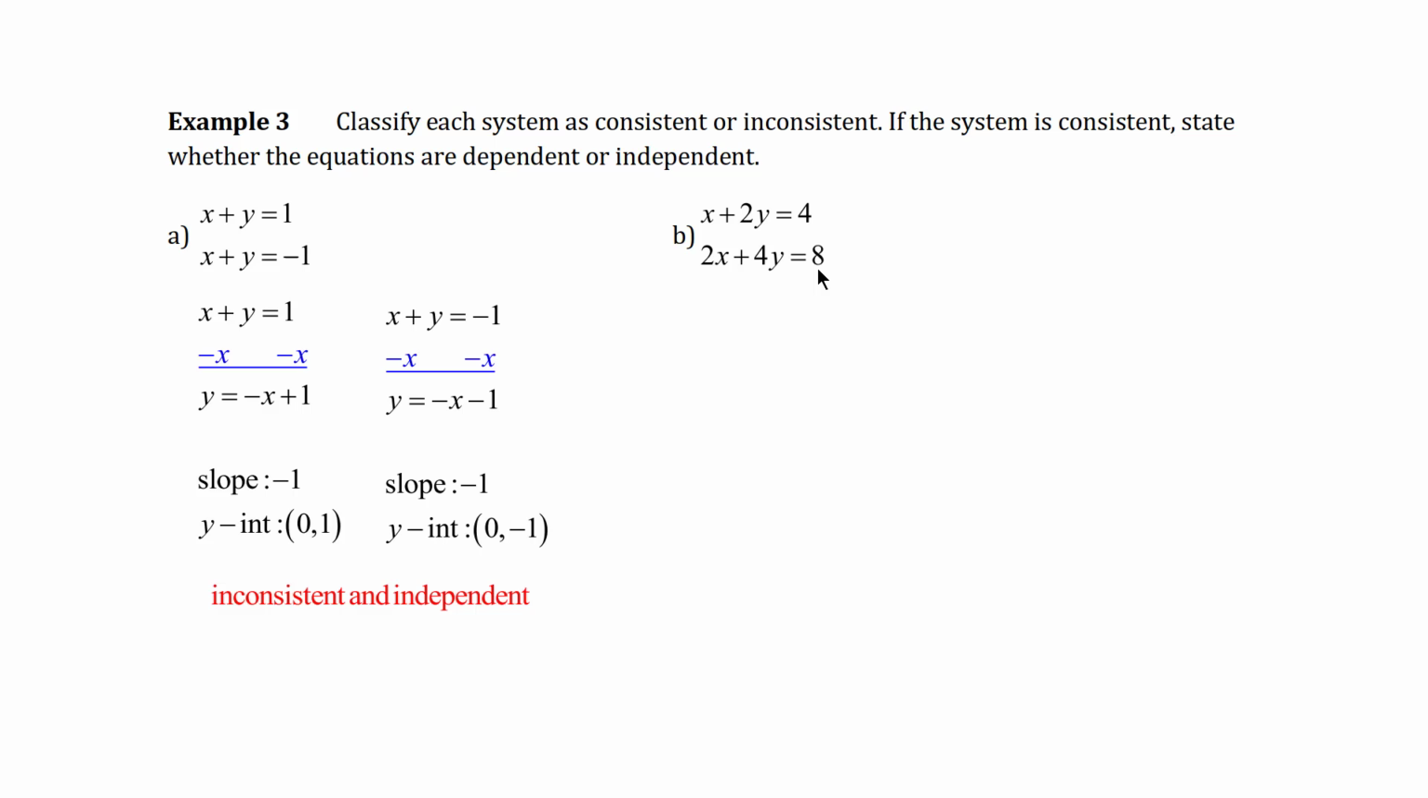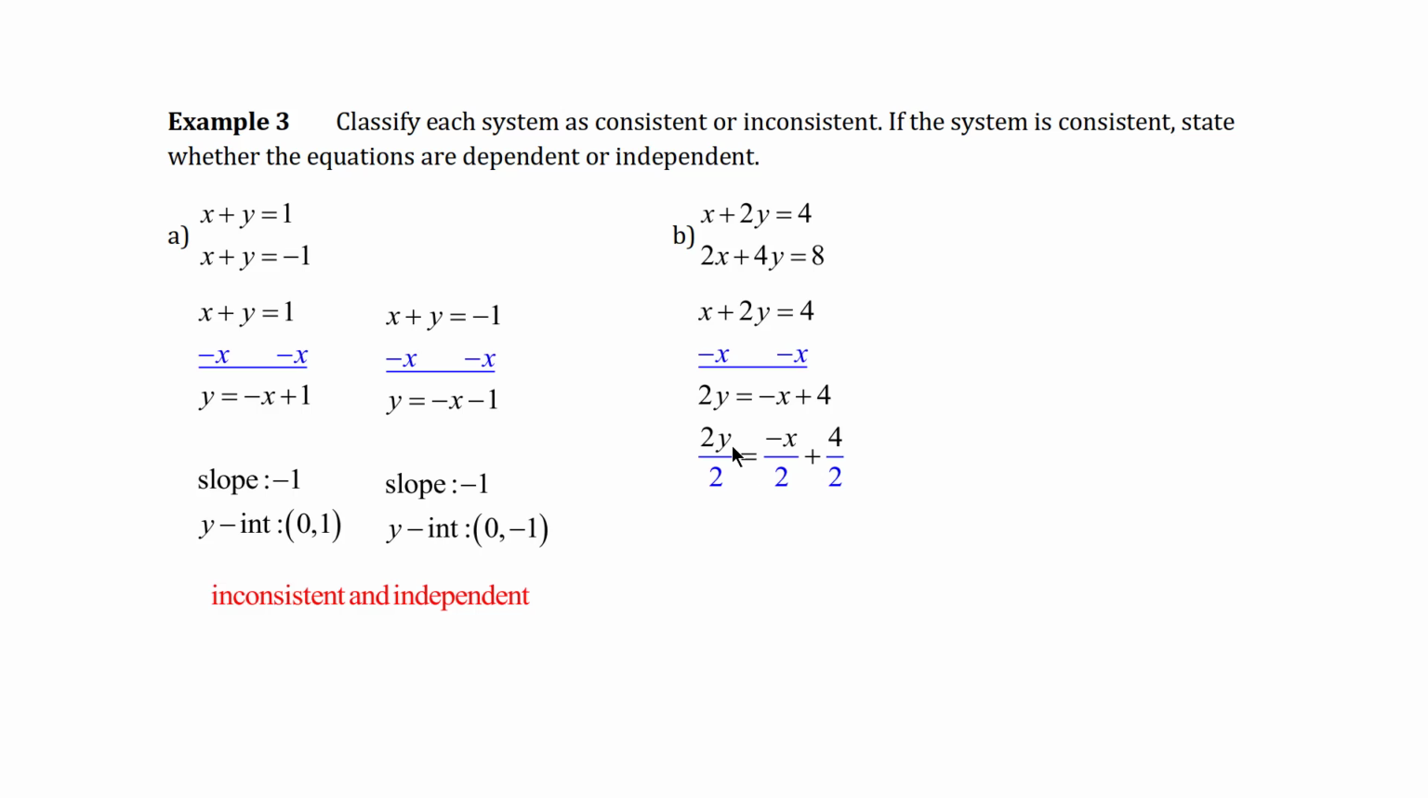Again, we need to start by putting both equations in slope-intercept form. So I'm going to start with the first equation, x plus 2y equals 4, and subtract x from both sides. The result is 2y equals -x plus 4. From here, we get rid of the 2 in front of the y by dividing both sides by 2. We get 2y divided by 2 equals -x divided by 2 plus 4 divided by 2.